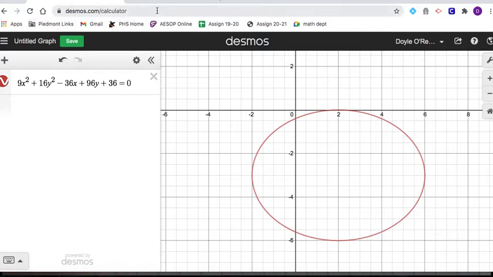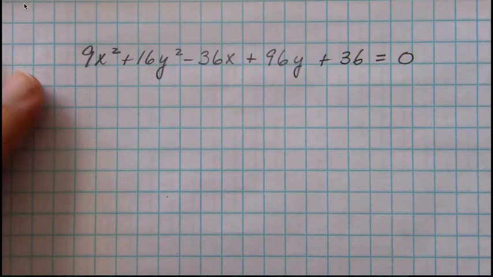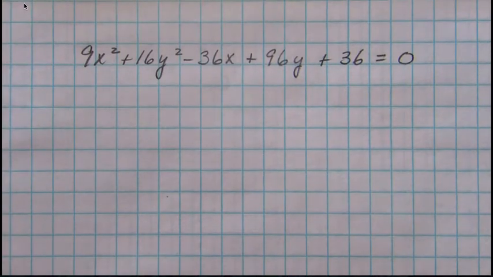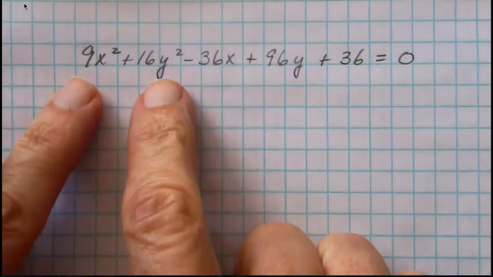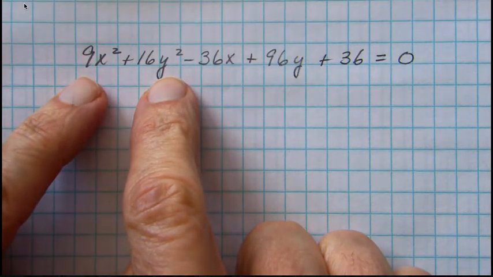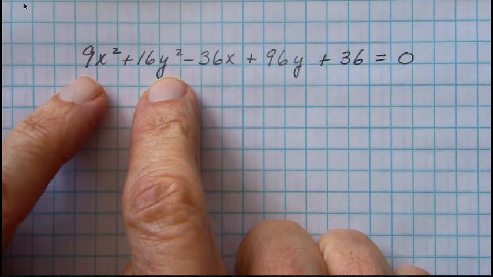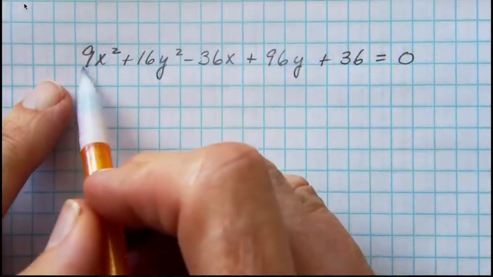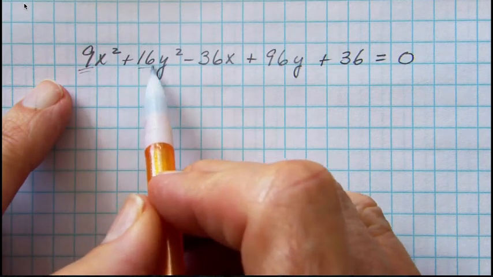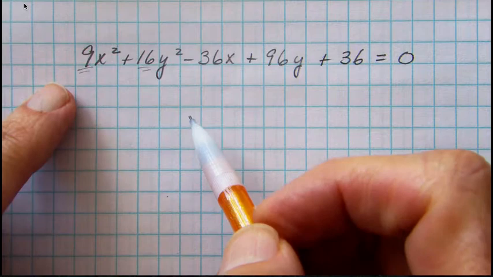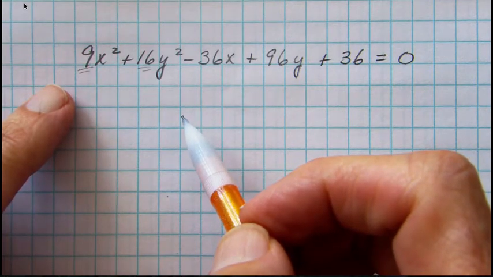So let's get into how we can figure out that this is an ellipse without relying solely on Desmos. One of the tip-offs is if you have both variables being squared, that pretty much rules out the parabola. When both variables are squared and you see a difference in the coefficients, that's an indication that you're dealing with an ellipse.